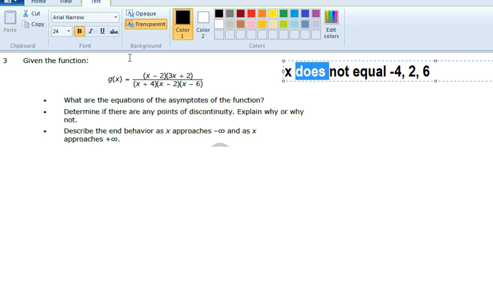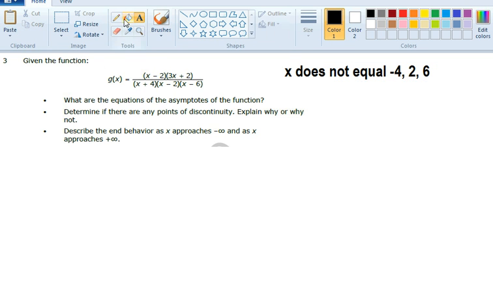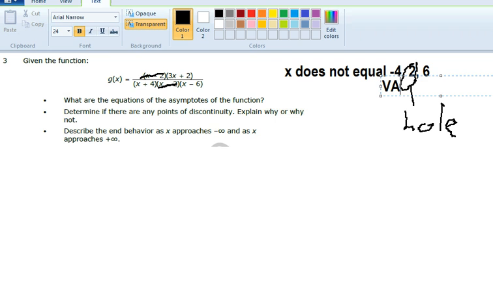Now, are these holes or are these asymptotes? Well, let's see. We know holes cancel out. We can cancel this x minus 2 with this x minus 2. So this 2 is going to be a hole, and the other two are going to be vertical asymptotes. So I'm going to put that underneath VA and VA.